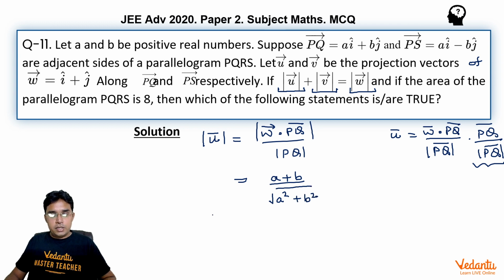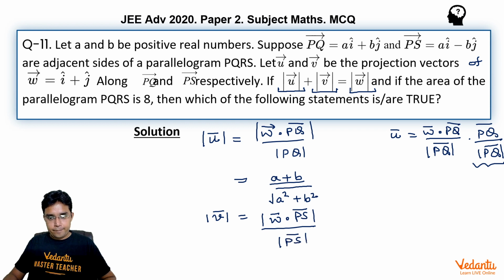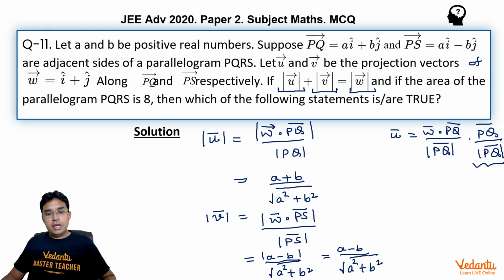Okay, now similar to this, we can find mod of V also, which will be mod of W dot PS upon mod of PS. So here we will get A minus B upon under root of A square plus B square. In fact, it should have been mod of A minus B, but I am assuming that A is greater than or equal to B without any loss of generality, because one has to be bigger than the other. Or if my answer will get changed, I will take two cases.